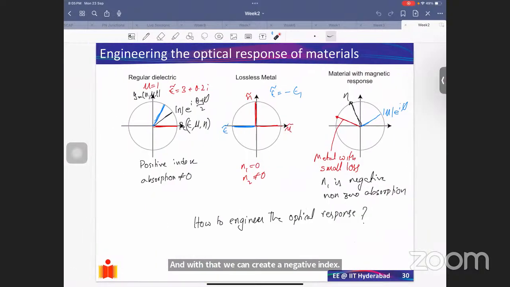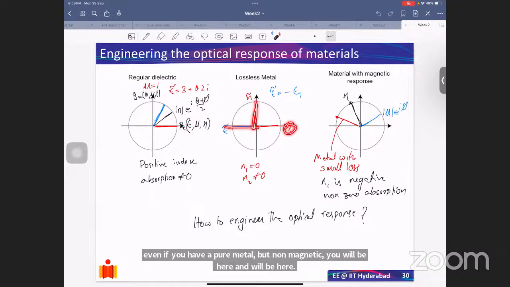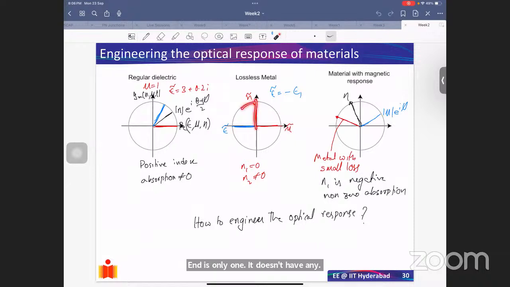Does that explain the idea of a split ring resonator? Yes. So you see here, this is what I was referring to. For a regular dielectric, mu is 1, with no imaginary part. The real part will be something like this. Even if you have a pure metal but non-magnetic, mu will be here and epsilon will be here. So n is only 1. It doesn't have any negative epsilon. Sorry, it's not negative. If you want negative, you need to have a magnetic response.